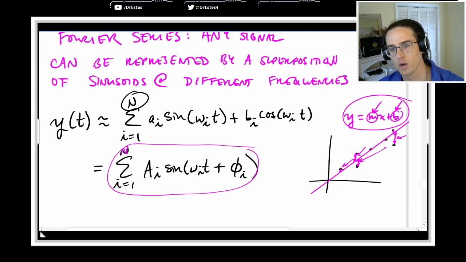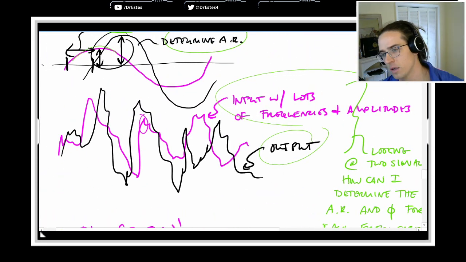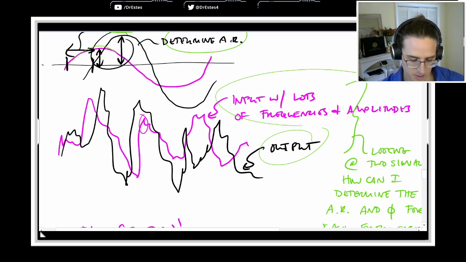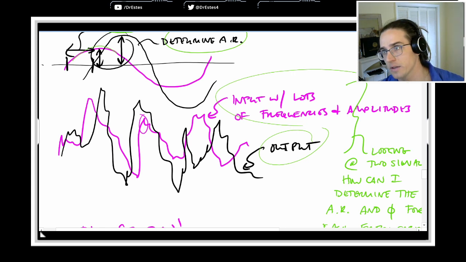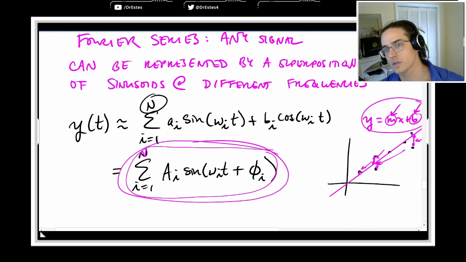So what we can do is, let's go back to our problem. We're going to run a test where we provide an input that's really rich in frequency content. The input is going to look like some crazy jagged line, and the output's going to look the same. What if we take this crazy input and this crazy output, and we fit it with a Fourier series? What is that going to give us?